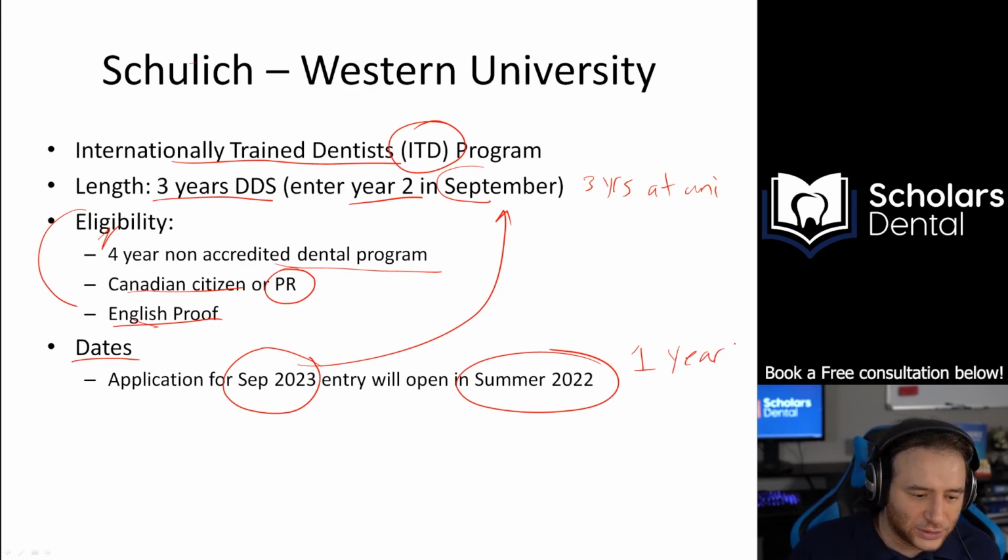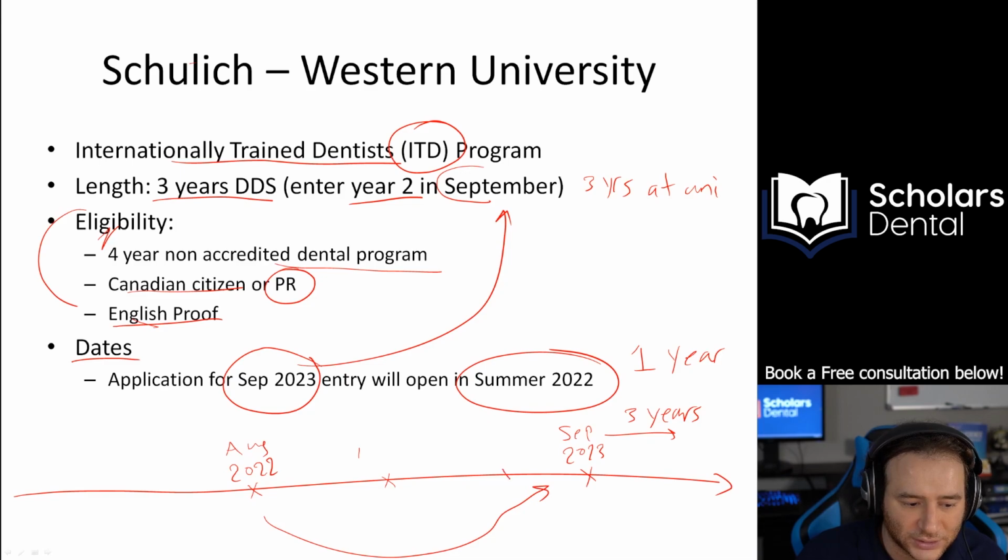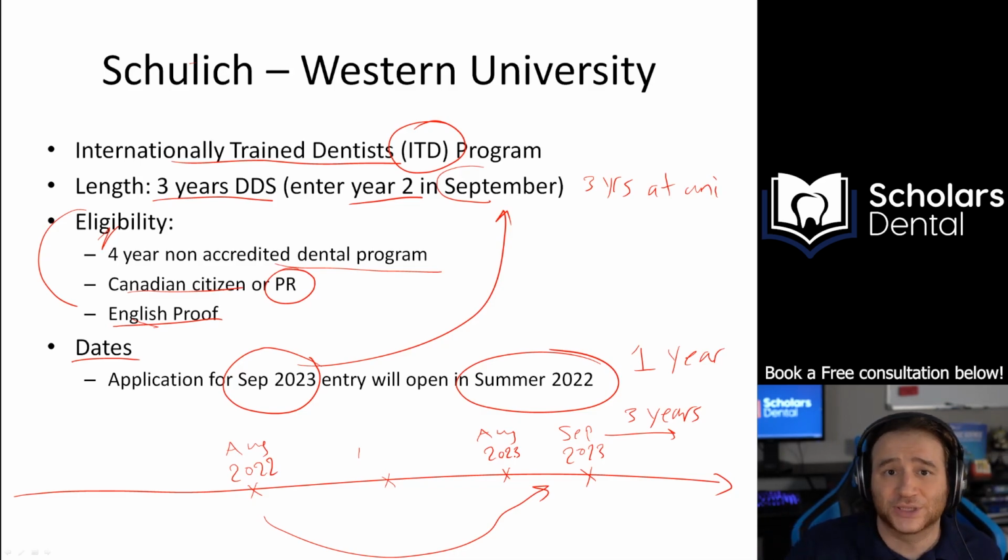Okay, so let's look at a broad timeline here. Let's say you're planning to get into September 2023. Now you get here into university and you have to do 3 years. So this is 3 years from here. Now you begin your application somewhere in August. Okay, let's go a little bit further back. August of 2022 to get in to this, right? So here you could say there's August 2023. Okay, so a whole year before you actually start the program.